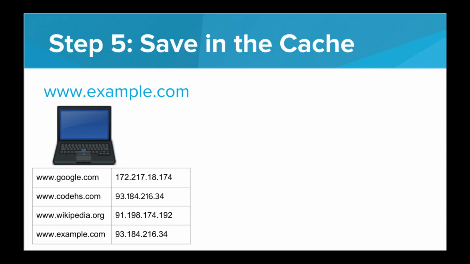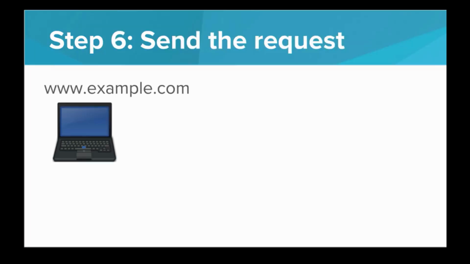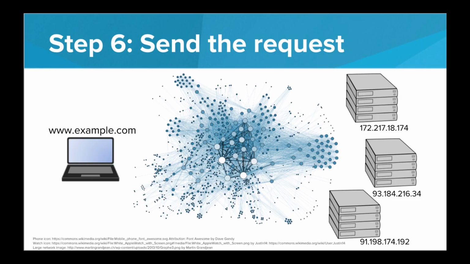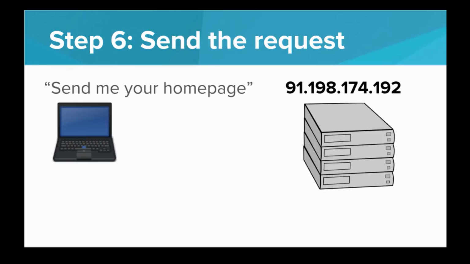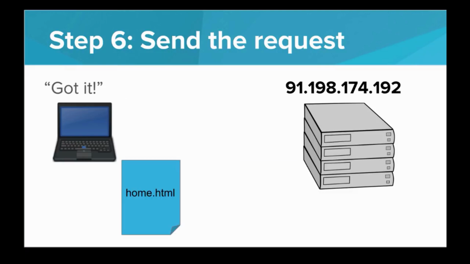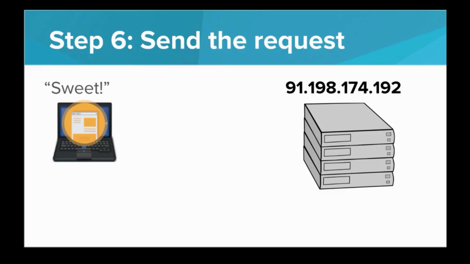We're gonna save that in the cache for later so we don't have to go through this whole process again. And now that we have the IP address, we can actually send the request to that server. So we have www.example.com's IP address. We plug that in and we can actually find that server at that address on the internet. We send a request to that server saying, send me your homepage. And then it'll send back its home.html homepage. And the browser will actually turn that into the website that you view. And all of that happened in under a second.